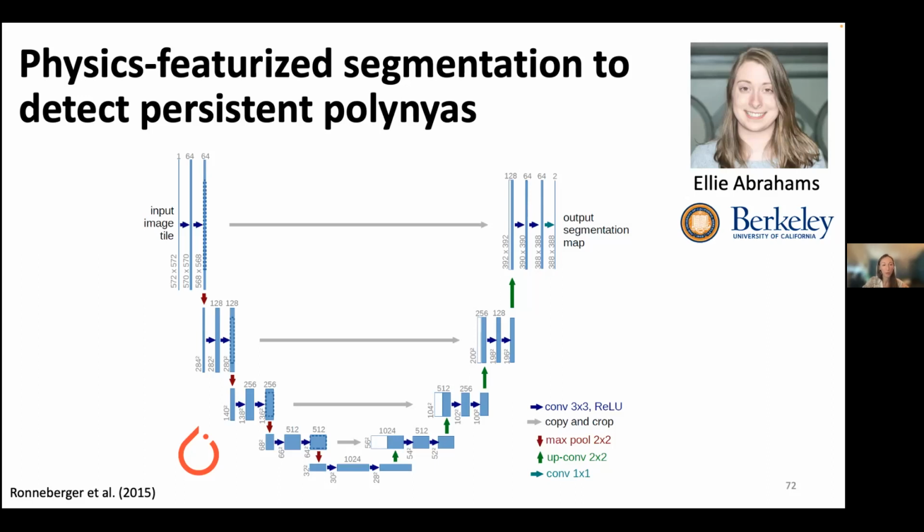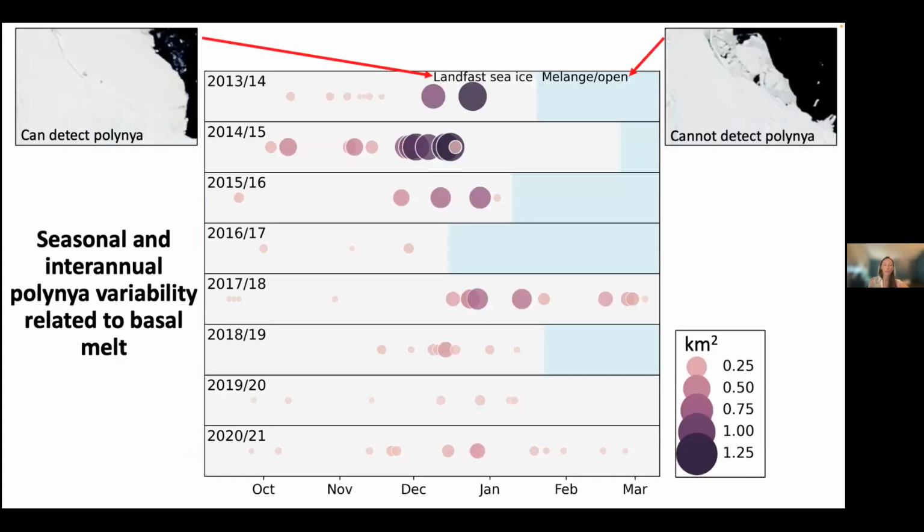So she's still working on that, but the output from that gives us something like this, where we can see the areal extent of this polynya through time. And the areal extent is represented here by the size of the circle and the color of the circle here. So this is from 2013 to 2021. And the white here, just so you have a reference, is where we can detect the polynya because there's landfast ice. You can see that polynya in there.